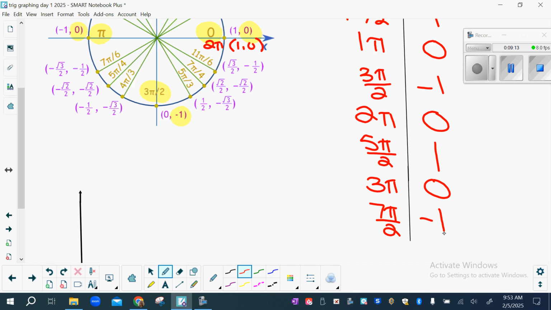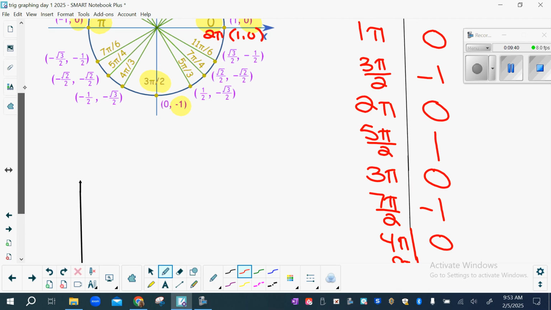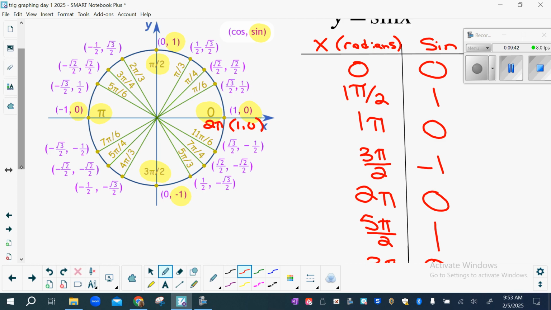Let's look at this. We went 1, 2, 3. Let's do one more. Let's put 4 pi, and we're back at 0. If I wanted to, Jackson, I could do 9 pi over 2, right? Because I had 5, 7. I could do 9 pi over 2. It would be super easy, and it would match with this one right there with that 1.